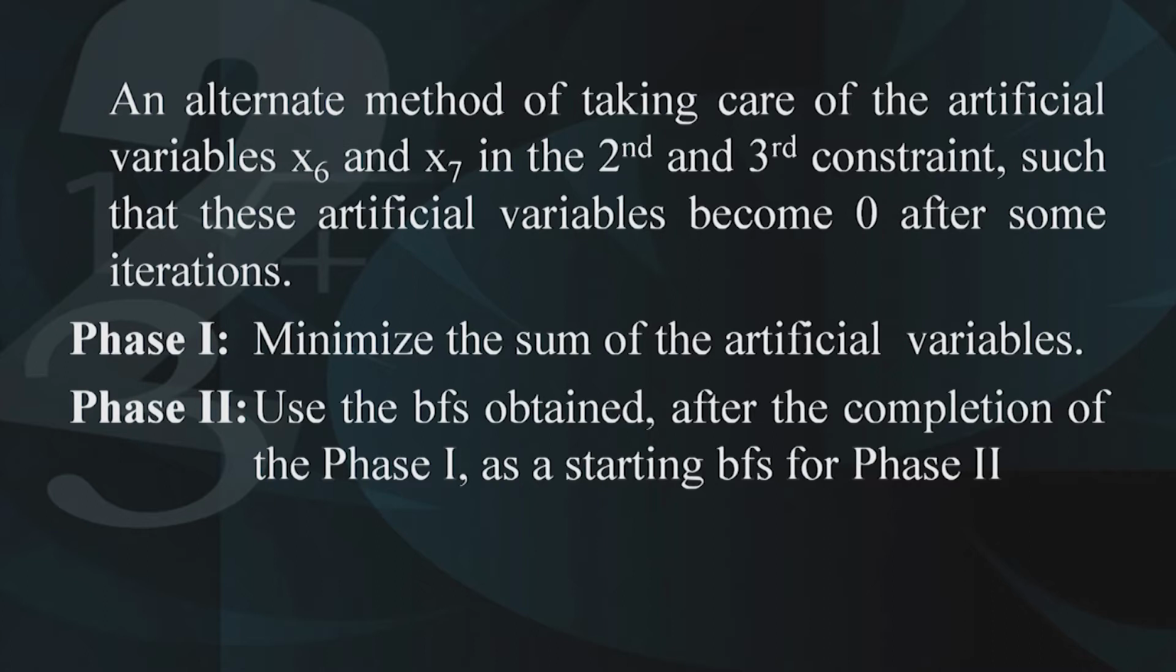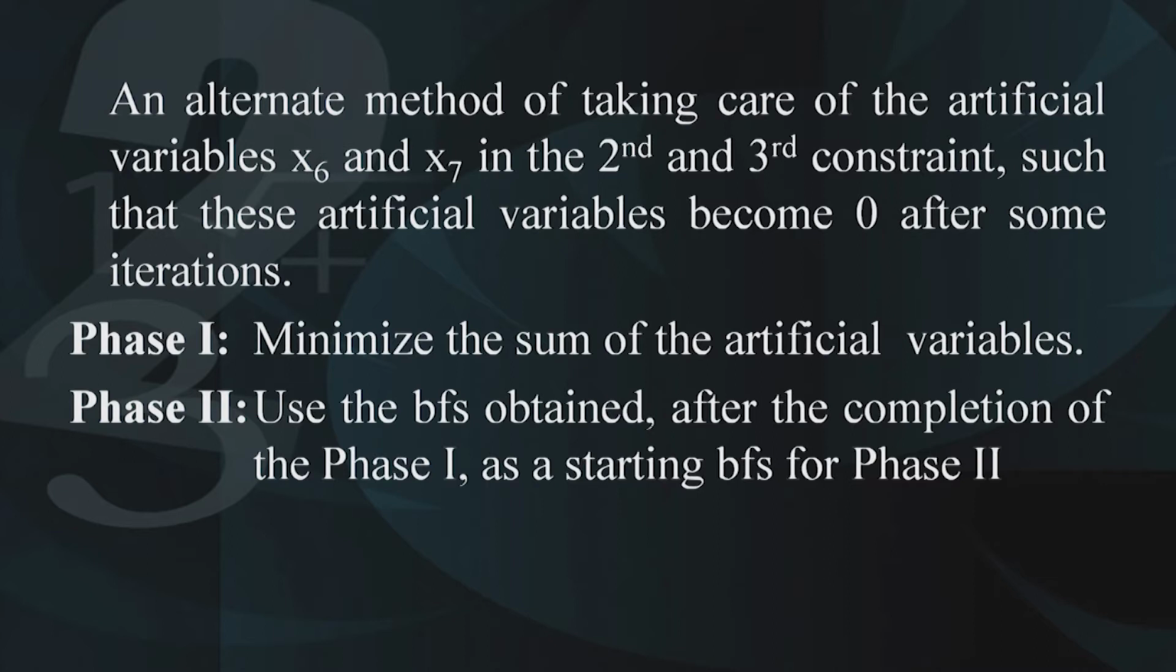Please note that this is possible only if all the artificial variables are greater than or equal to 0, because if they are not greater than 0, then the minimization will go towards the negative, which is not allowed. Therefore, we have to make sure that the artificial variables are greater than or equal to 0 and their sum has to be minimized.